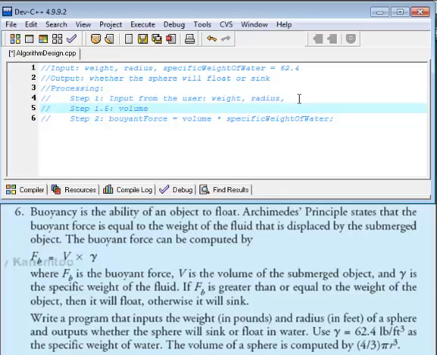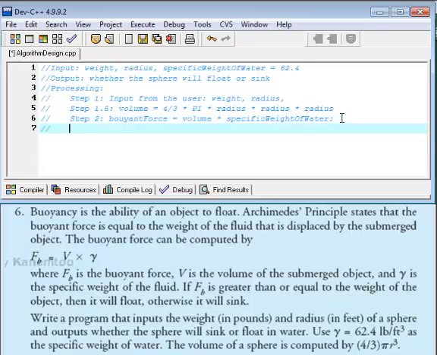So our volume is going to be 4/3 pi r cubed. So we can write that down in pseudocode. 4/3 times pi, which will make a constant, times radius, times radius, times radius. And that would be pi r cubed. Now we can figure out that buoyant force. Volume times the specific weight of water.